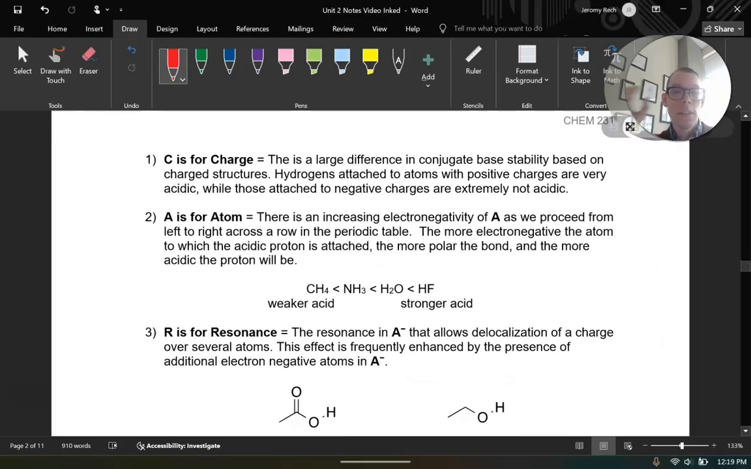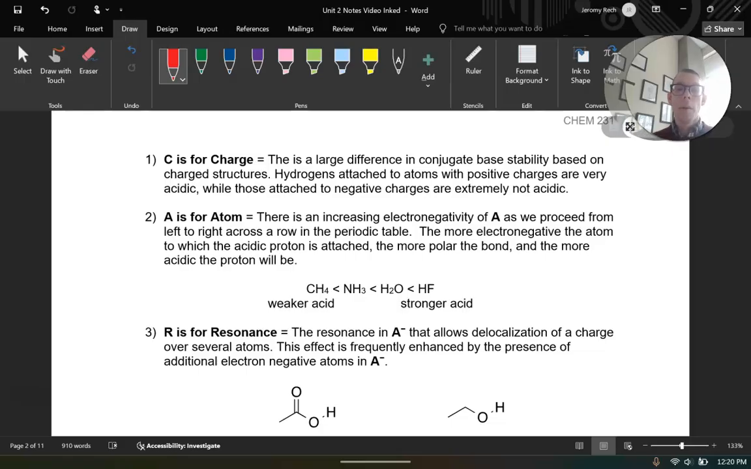So C is for charge, and charge structures are going to be ones that have really, really low pKa's. So if you have an oxygen or a nitrogen that has a positive charge, when that H gets abstracted and that lone pair goes back to that atom, it's now going to be neutral. And when we're thinking about our major contributors to resonance, for example, from our last unit, things that are neutral are going to be way more stable than things that are charged.